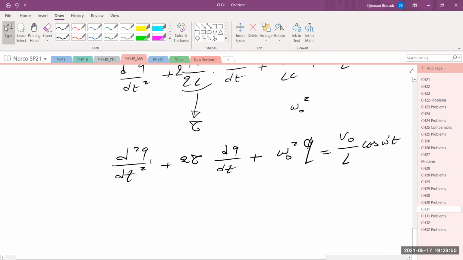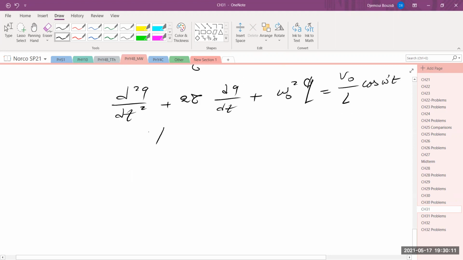It's actually of the second order. Coefficients are constant because tau is equal to R over 2L, and omega naught is what I defined up there. And this V naught over L is another thing in there. So this doesn't look too friendly at all. Let me tell you how we're going to proceed. There are two solutions. There is a transient solution, and this transient solution will decay as exponential of negative tau t.